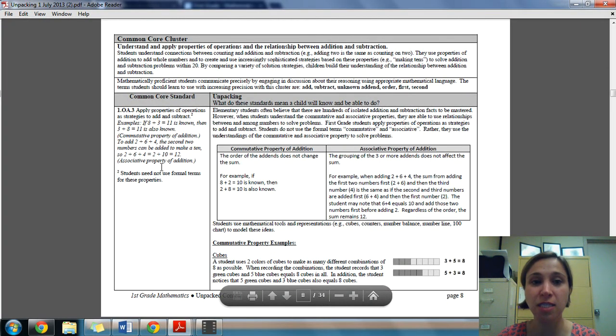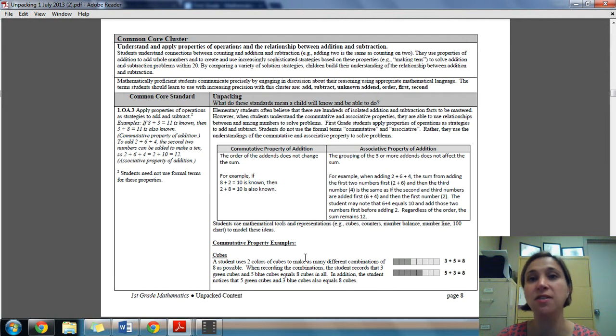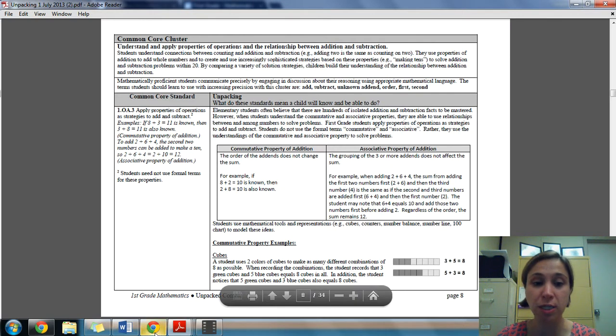This document lists the standard, and then it gives a lot of details. It gives sample student problems. It gives sample student and teacher language, any tools, any skills that you need to make sure you teach.